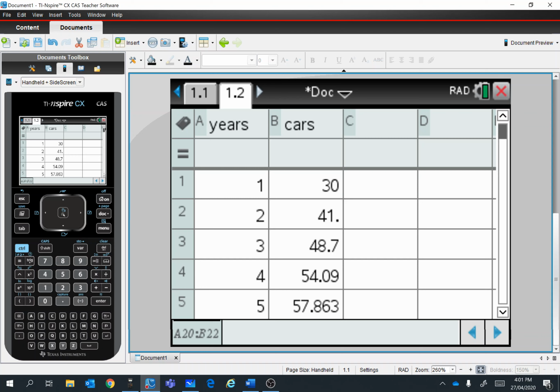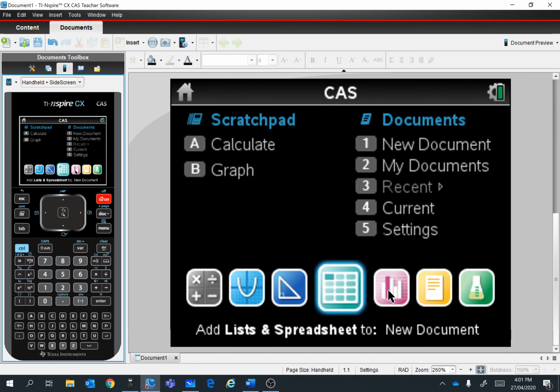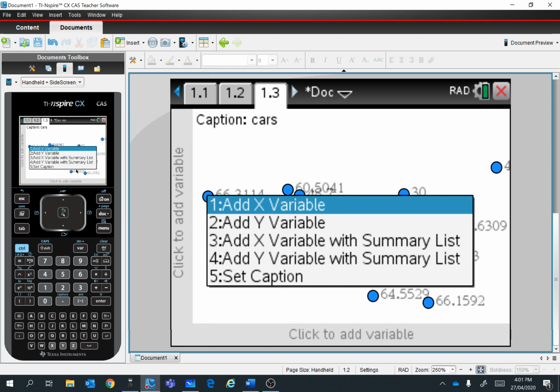Now, they've asked us to do a sketch of this graph. So we're going to go and look at the graph and see what it looks like on the calculator, and then just do a general sketch of that. So I'm going to go back out to the home, and I'm going to go to the pink button now. This one here. So that is the graphing.